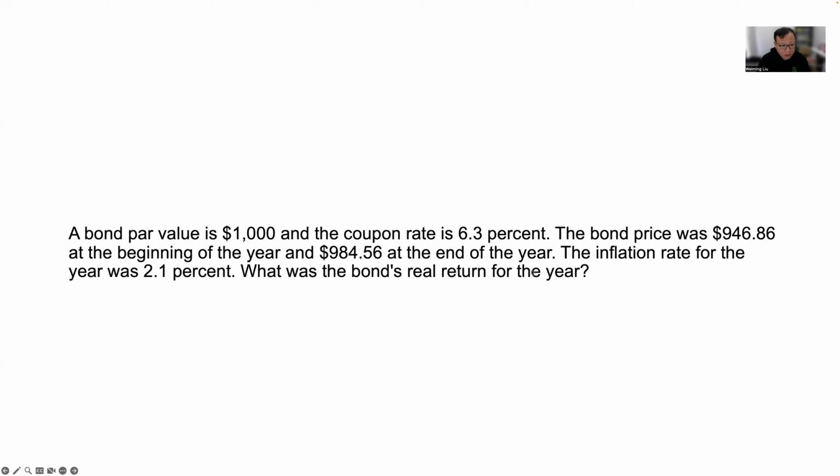In this question, a bond's par value is 1,000. The coupon rate is 6.3%. The bond price was 950 at the beginning of the year, and at the end of the year, 984.56. The inflation for the year was 2.1%. What was the bond's real return for the year?